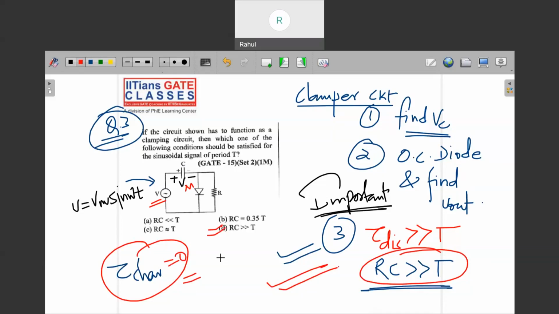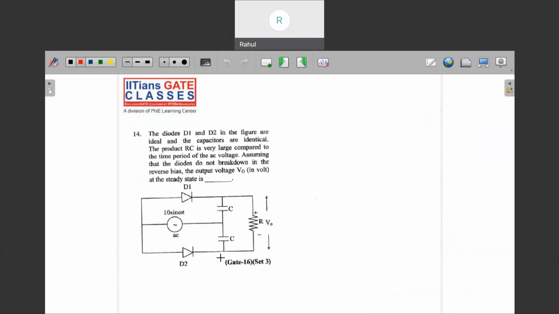So this is the third question from the diode application, and this kind of question you can expect in the exam, where you don't need a lot of time to solve the question, and you can directly hit the answer. And now question number 4.